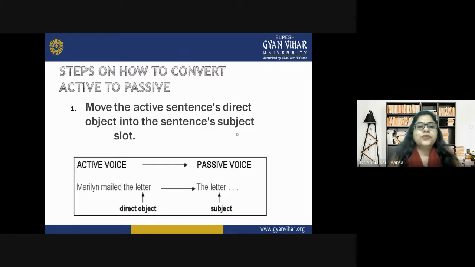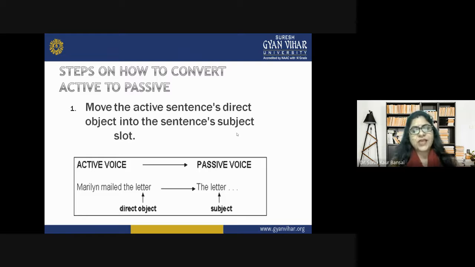Now, steps on how to convert active to passive. Just have a look at the brief scenario of how we are going to change it. Then in detail, we will discuss more. First, move the active sentence's direct object into the sentence subject slot. You can see that when an active voice sentence is changed into passive voice, its object changes into the subject. Number one rule you must remember: the active sentence's direct object will be the passive voice sentence's subject slot.